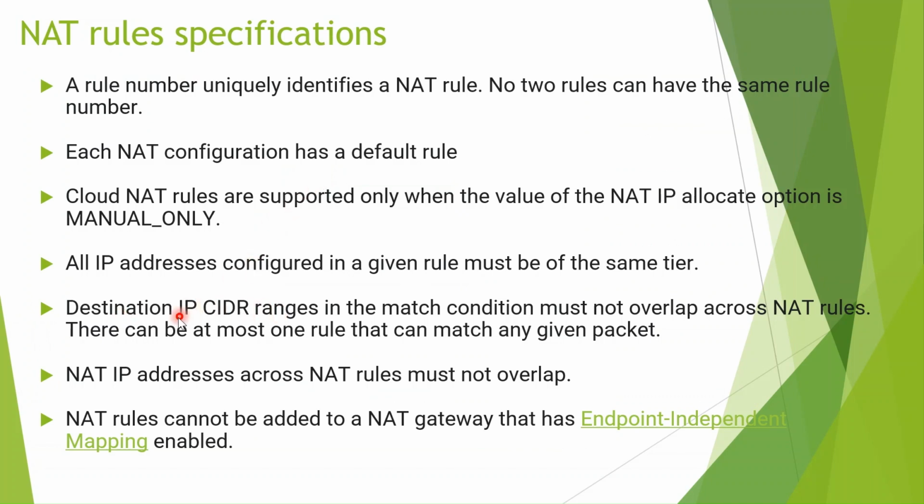Destination IP CIDR ranges in the match condition must not overlap. So you cannot overlap your destination CIDR ranges across the NAT rules. There can be at most one rule that matches any given packet at a given time. You can't create multiple rules for the same IP address on the destination side. And NAT IP addresses across NAT rules must not overlap.